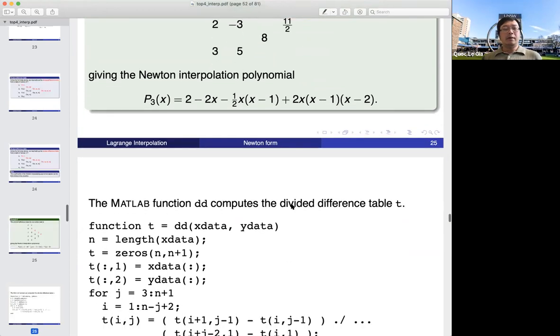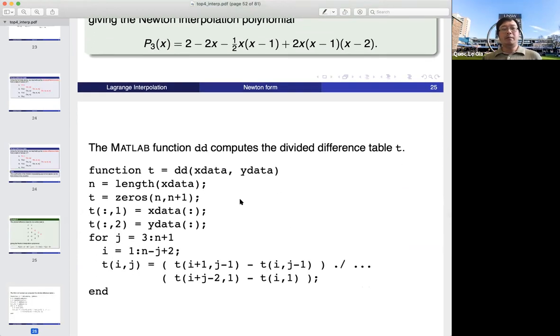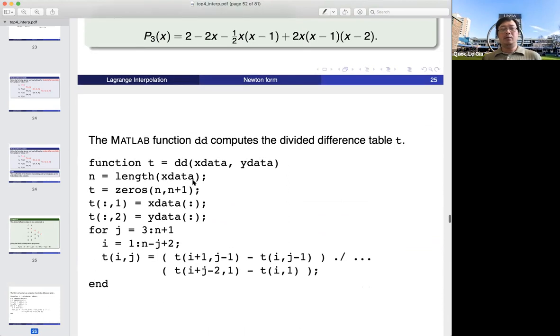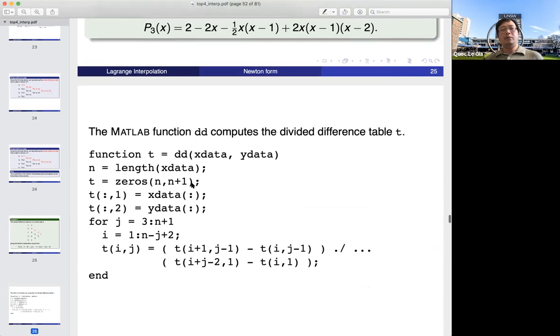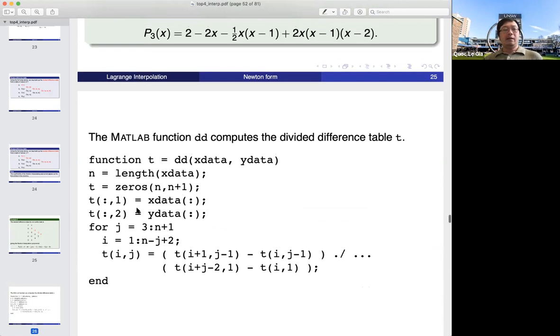So here is a simple MATLAB program to compute the divided difference table. You just need to understand what is going on, and then you can write a MATLAB program to compute it. How do we use this? I just implement exactly the algorithm from before. T is a table of n rows and n plus 1 columns. Remember, we have n plus 1 points, and we label them from 1 to n plus 1.